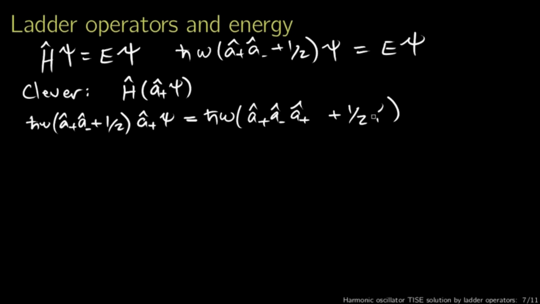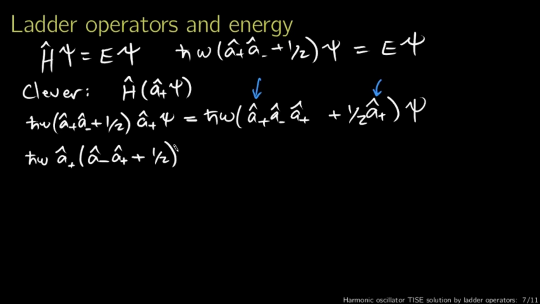So I'm going to erase my psi's here, and I'm going to leave my psi outside the expression. Oops, and I forgot an a plus hat here. Sorry about that. Just distributing the a plus in here, you'll end up with a plus a minus a plus, and just a plus on the 1/2. Now, you notice I have an a plus here, and an a plus here. If you think about factoring this out to the left, that's actually allowed as well. I can rewrite this as h bar omega, a plus hat in front of the expression a minus hat, a plus hat, plus 1/2, all acting on psi.